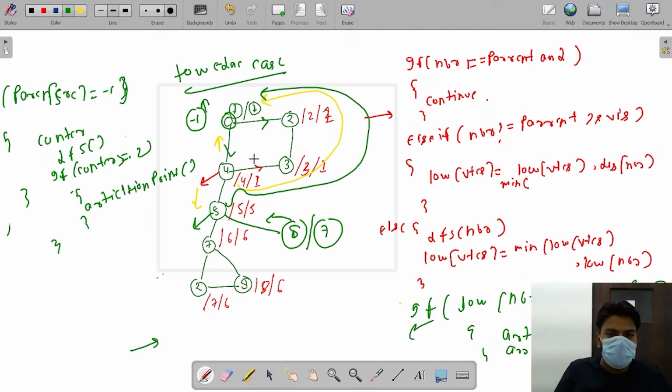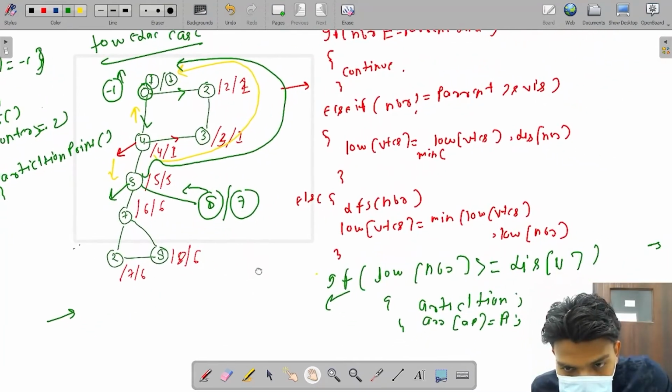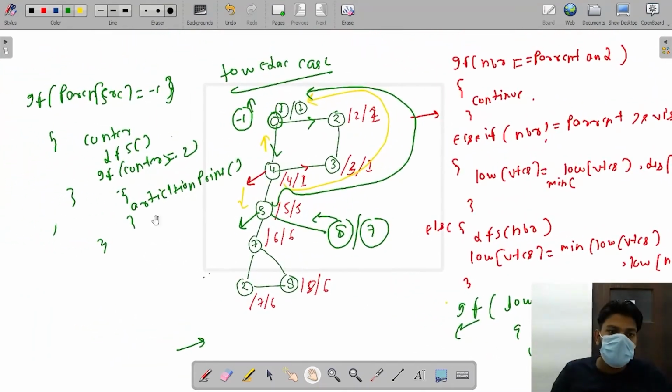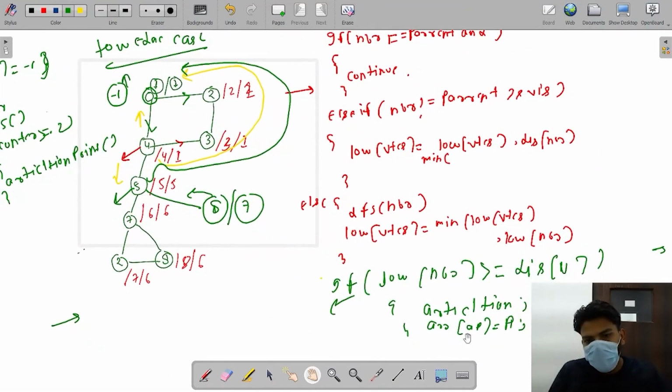So these are our 2 edge cases. I hope you understand our edge cases. This is the edge case for the parent, and this is the edge case for the counter variable. We have to take an array, and in this array we have to increase the value.